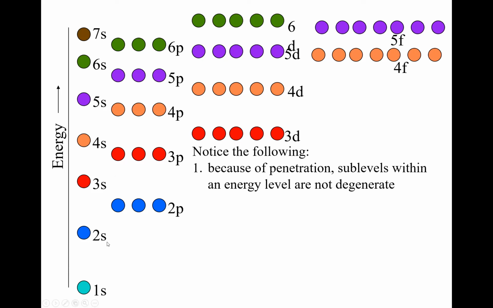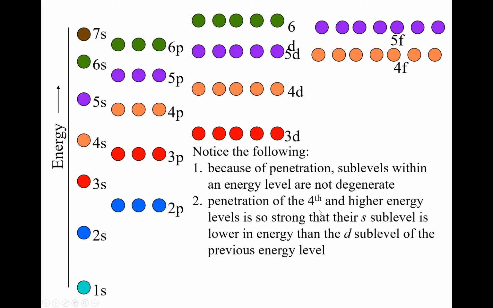And what's also important is the energies here: the gaps are bigger the closer you are to the nucleus. And as you get out further, they start to get closer in energy, and telling the difference between them is more challenging. Penetration of the 4th and higher levels is so strong that their s sublevel is lower in energy than the d sublevel of the previous energy level. So that's a wordy way of saying this 4s is actually lower in energy than the 3d. Right? And so the 5s is actually lower than the 4d, the 6s is lower than the 5d.